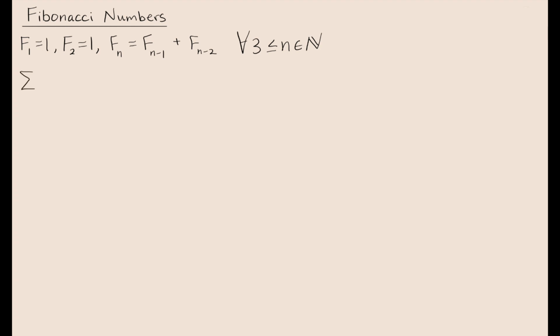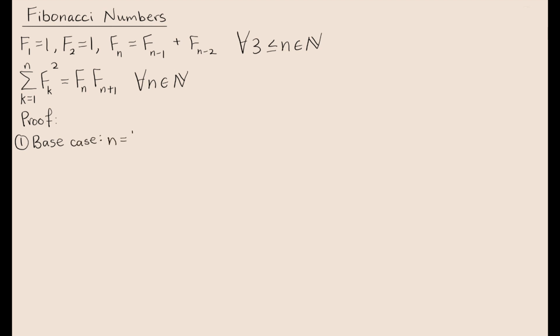The first one is proving, using induction, that the sum from k = 1 to n of f_k squared is equal to f_n times f_{n+1} for all n in the set of natural numbers: 1, 2, 3, 4, 5, 6, and so on. The proof goes like this. We need to establish the base case first, namely n equals 1.